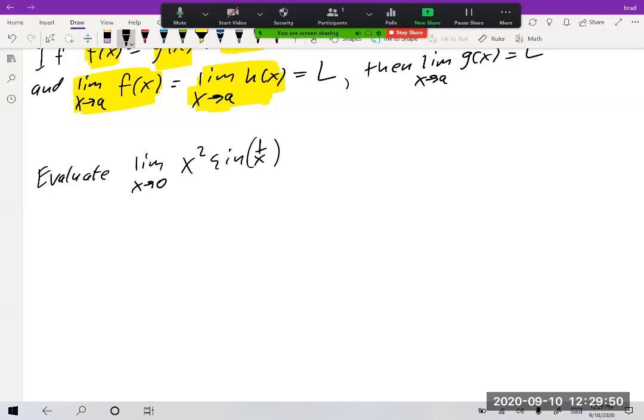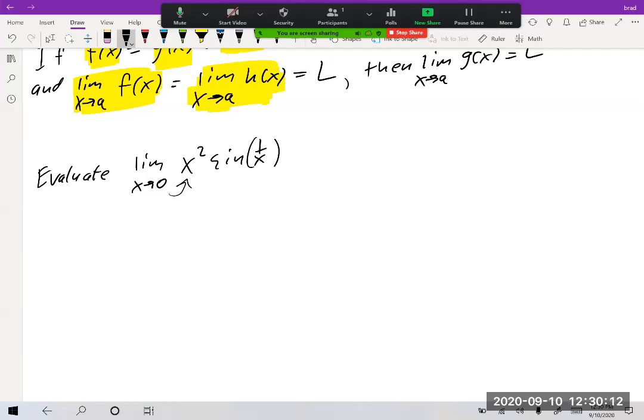So the problem is the limit as x approaches 0 of x squared sine of 1 over x. The problem with this problem is you cannot directly plug 0 in, because you would have division by 0. Now you could say, well, 0 squared is 0 times sine will be 0. Yeah, that's probably true, but I need some kind of explanation.